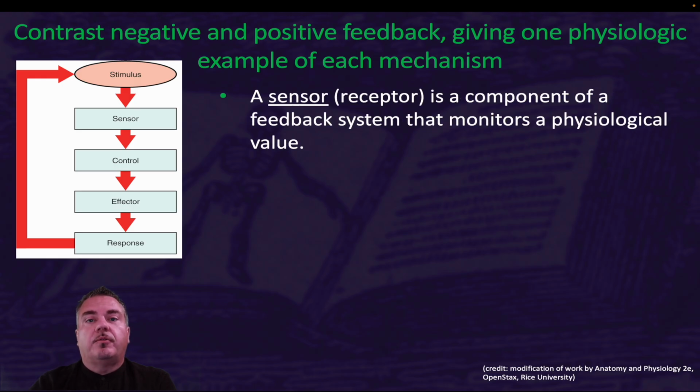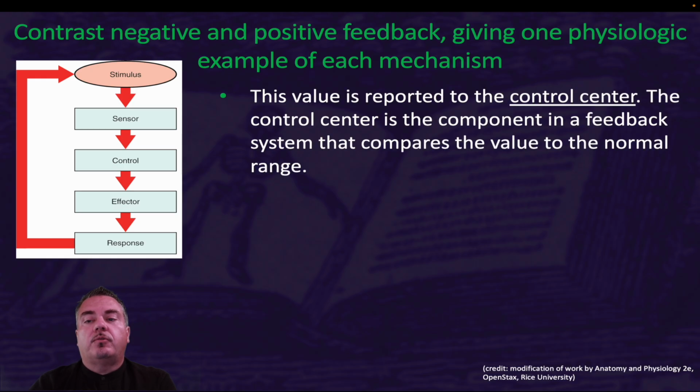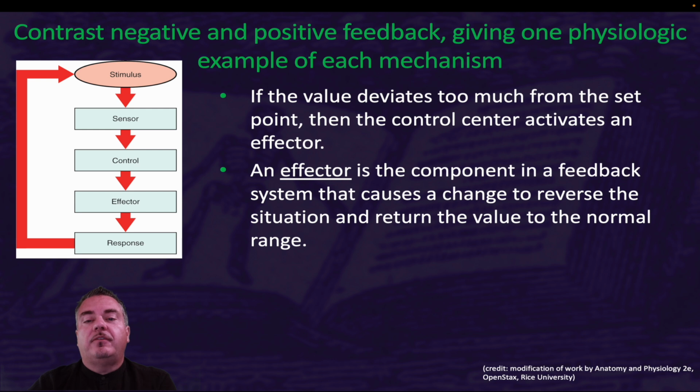A sensor or receptor is a component of a feedback system that monitors a physiological value. This value is reported to the control center. The control center is a component in a feedback system that compares a value to the normal range. If the value deviates too much from the set point, then the control center activates an effector. The effector is a component in a feedback system that causes a change to reverse the situation and return the value to the normal range.